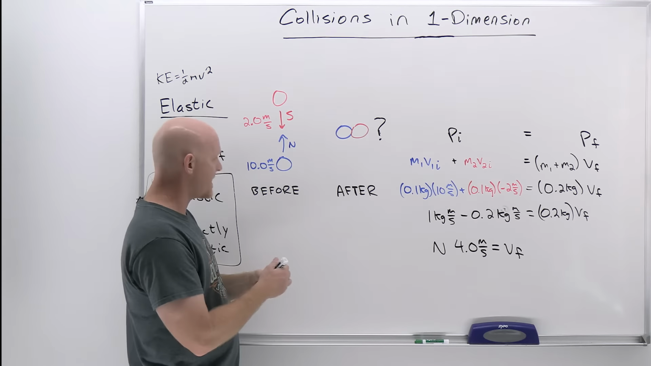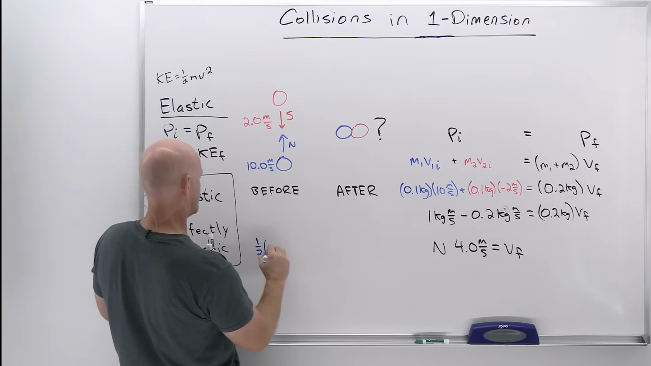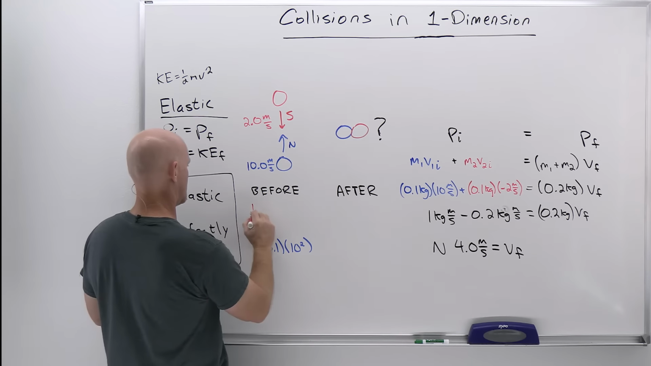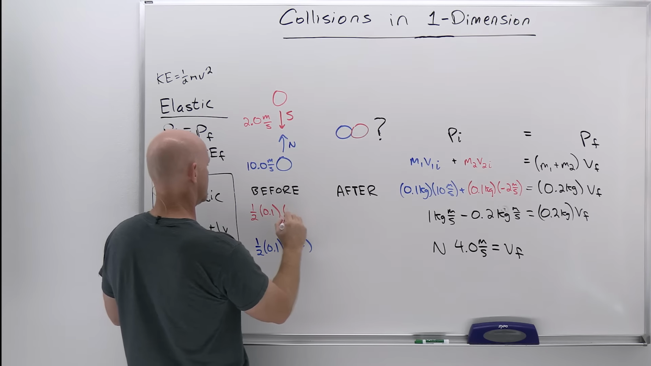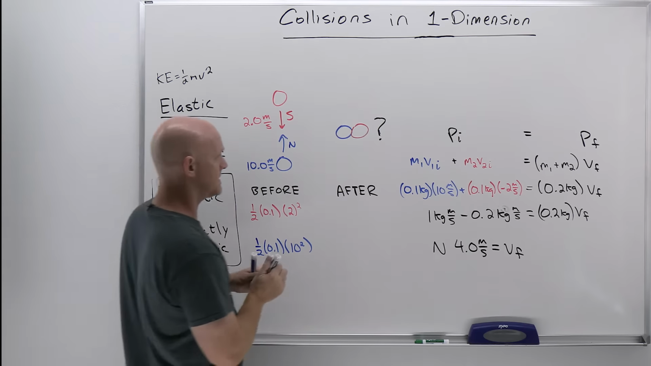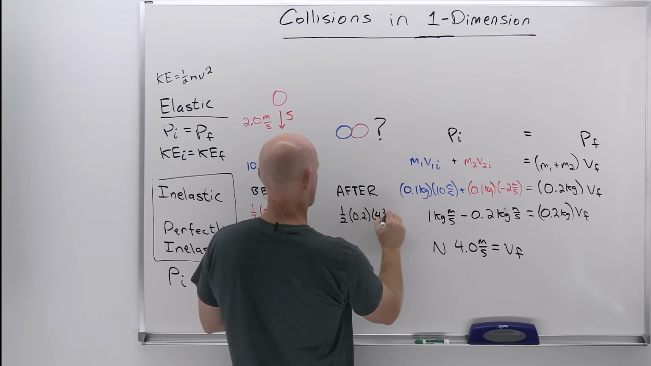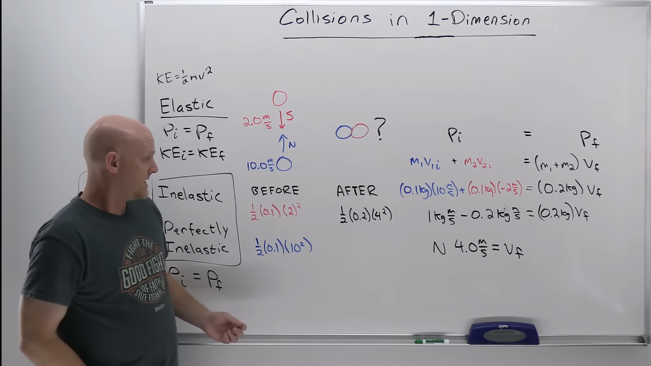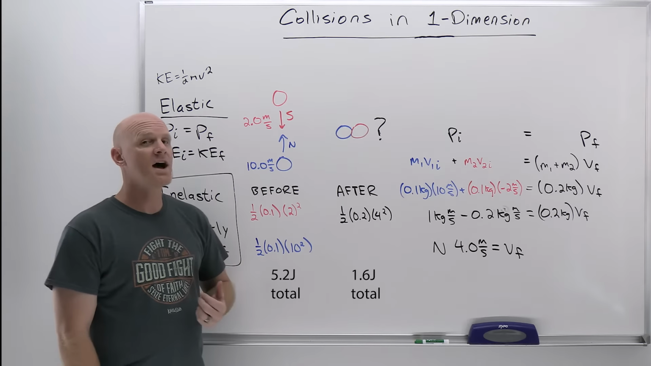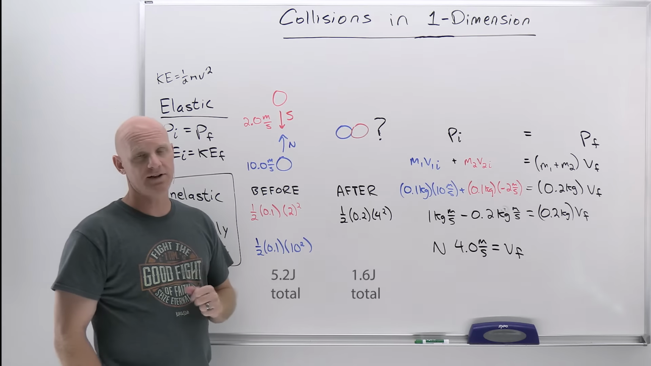So if we look again before and after, before we had 1/2 times 0.1 times 10 squared plus 1/2 times 0.1 times 2 squared. And after, we have 1/2, and the mass is now 0.2 times 4 squared. And you can definitely see that this is going to be much lower than this, and you'll find out actually it's even lower than the last problem, because this is where we're going to lose the maximum amount of kinetic energy in a perfectly inelastic collision.